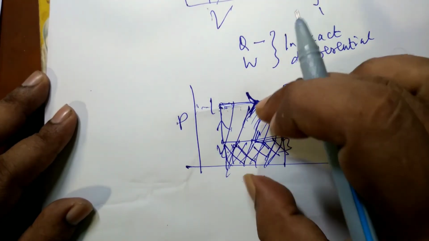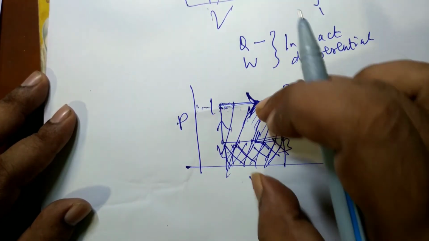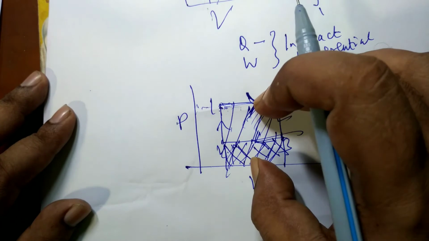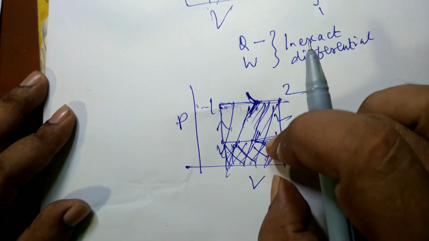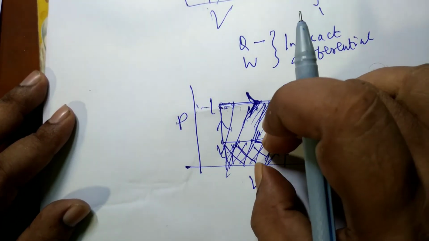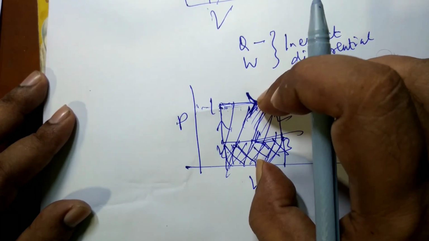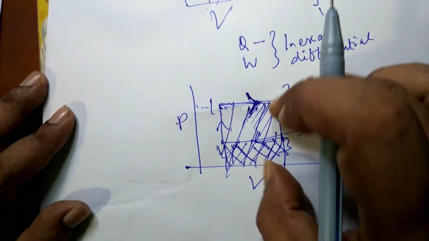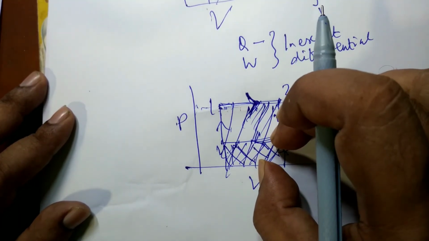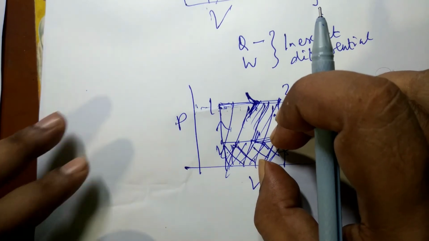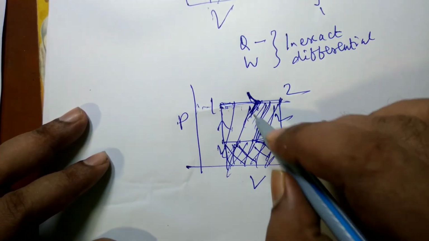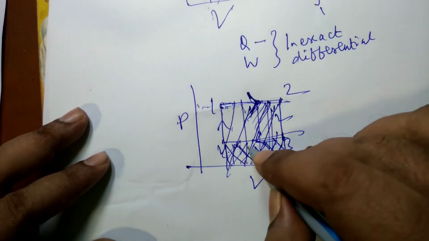ये एरिया है. And when the system travels from 1 to 2, net total work done by the system is this one. And when the system travels from 3 to 4, work done on the system is this one. So this is the total amount of work produced when the system travels during the process 1, 2, and this is the work consumed. Work done on the system means work consumed.